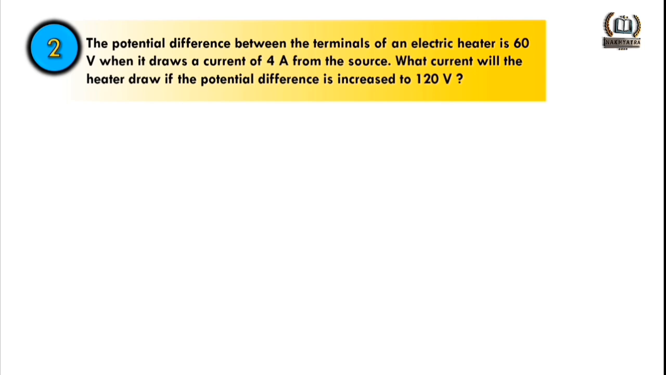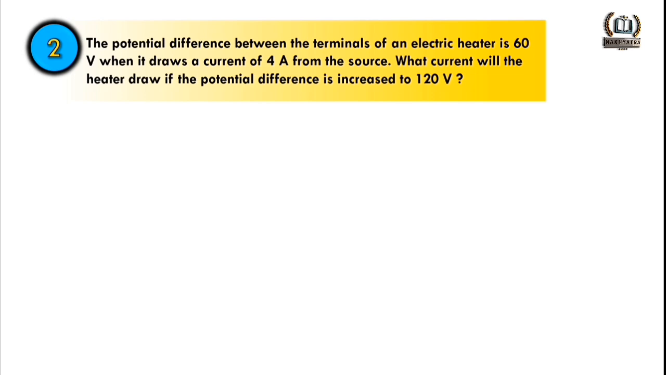The potential difference between the terminals of an electric heater is 60 volt when it draws a current of 4 ampere from the source. What current will the heater draw if the potential difference is increased to 120 volt? So basically the question has two parts. In the first part, the potential difference is given as 60 volt, okay? And the current is given as 4 ampere. In the second part, it is asked what the current will be if the potential difference is increased to 120 volt. When it goes from 60 to 120 volt, what will the current be?